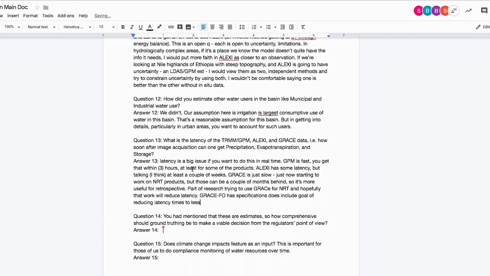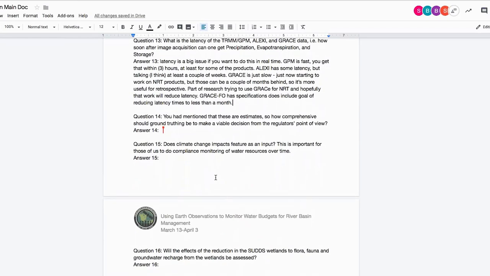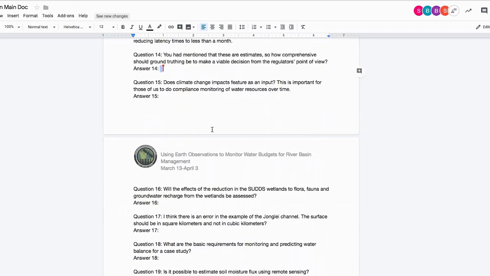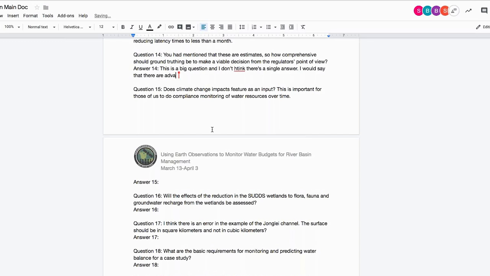Another question here. You had mentioned that these are estimates. So how comprehensive should ground truthing be to make a viable decision from the regulator's point of view? This is the big question, and I don't think there's a single answer. I would say that there are advantages and disadvantages to using things like models and remote sensing as opposed to in situ data. On the one hand, in situ is always going to feel very concrete. On the other hand, it's not always representative.